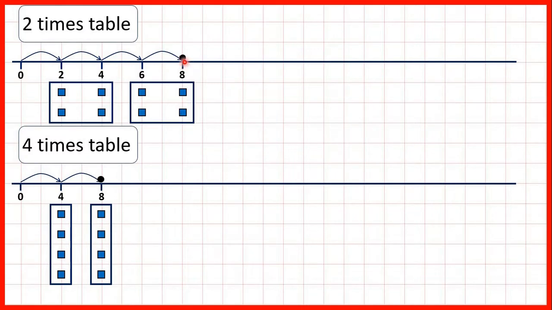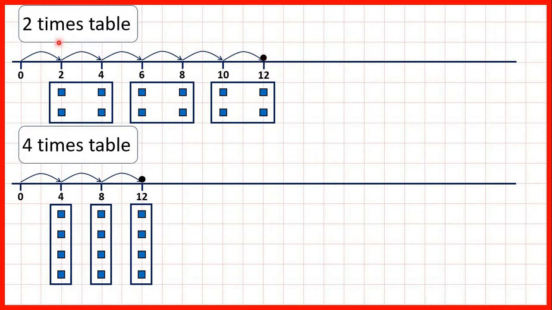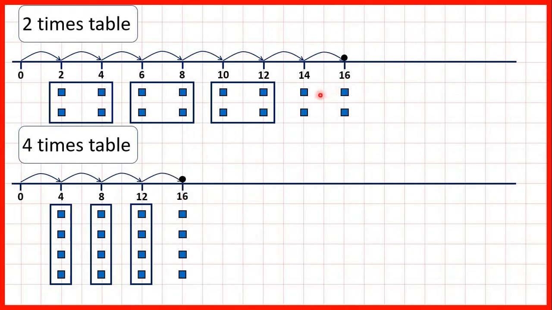Carrying on, counting in 2s, we have 10 and then 12. So that's given us another 4 counters. If we keep counting in 4s, the next multiple of 4 is 12. So 12 is 6 times 2 and 3 times 4. Counting on in 2s, we have 14 and then 16, and 16 is also the next multiple of 4. So we've got 4 more counters up here, and of course with our 4 times table, we have 4 more counters here as well.